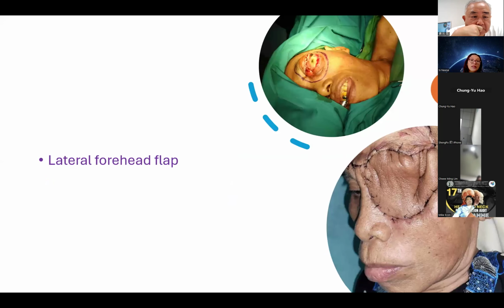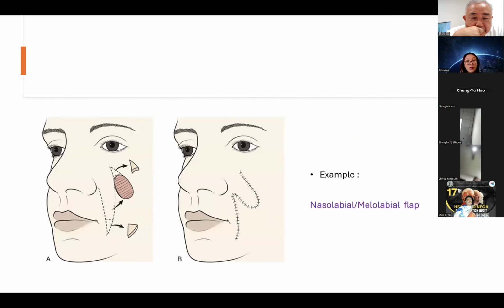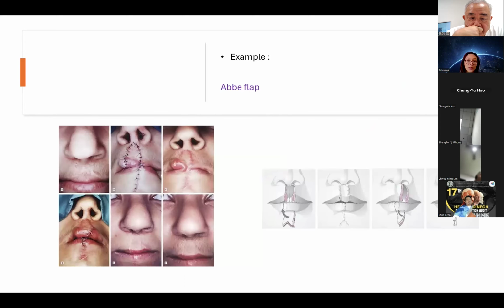And then this is a case of lateral forehead flap. In this case, the ideal flap would be either an ALT or radial forearm flap. By that time, the patient refused to have a free flap, and her general condition was also not suitable for a long surgery. Hence, she chose to have a lateral forehead flap. And then we have the nasolabial flap, where you can transport it for the cheek or for the lips or for the nose reconstruction.